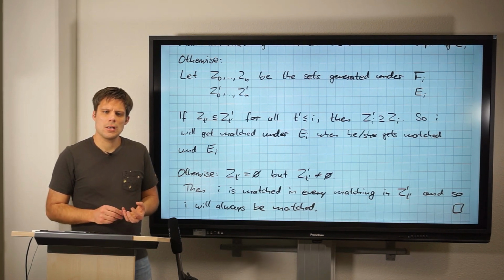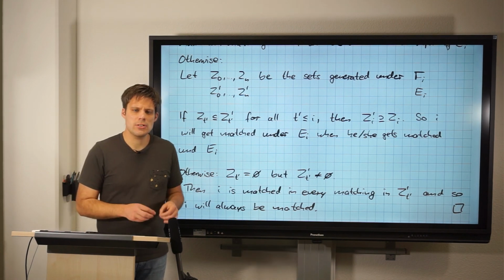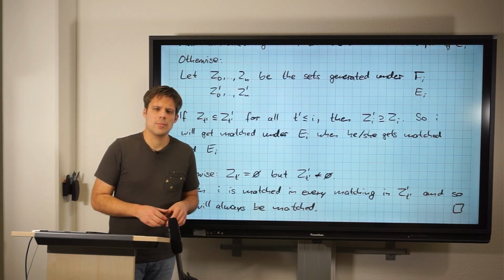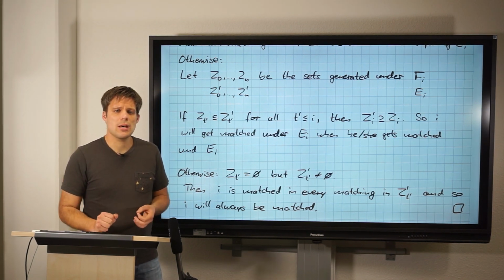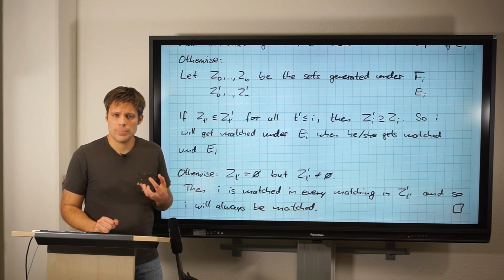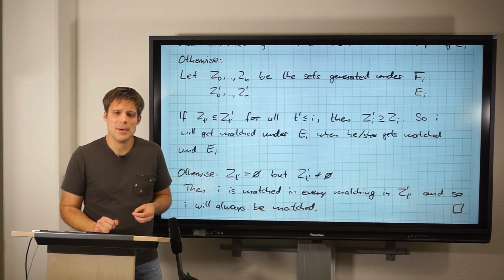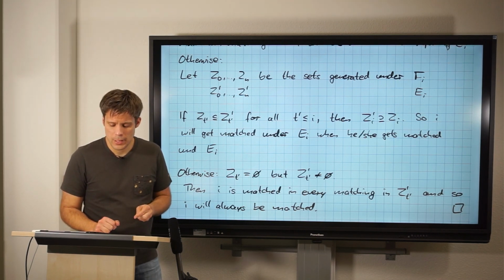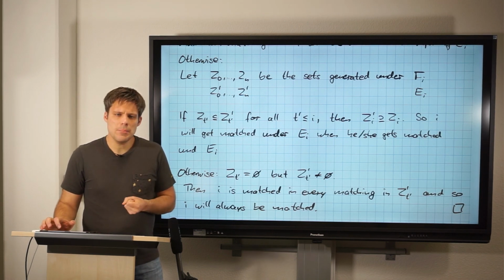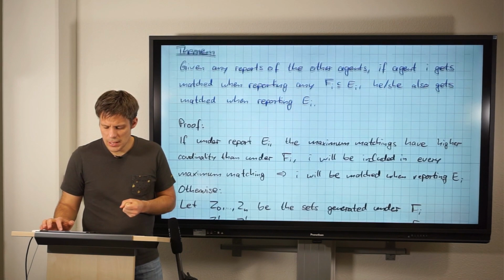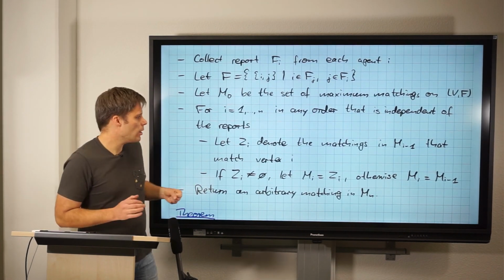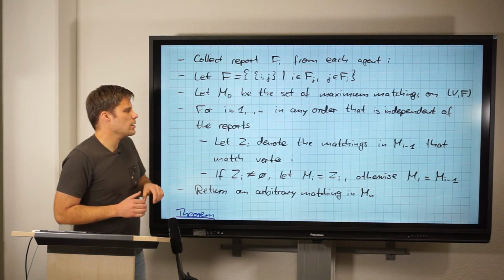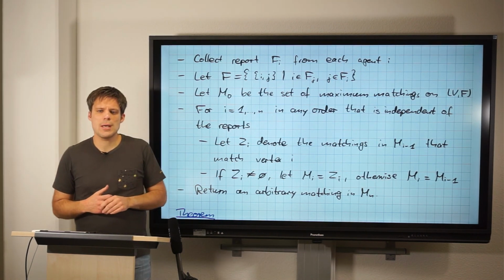Namely, then this is because of your additionally reported edges. Because of your additionally reported edges, you now are considered crucial for the maximum matchings, and this is why you will definitely get matched. What is maybe a little implicit in the way I wrote down this argument is that all of this relies on the fact that we are not making this order depending on the reports.